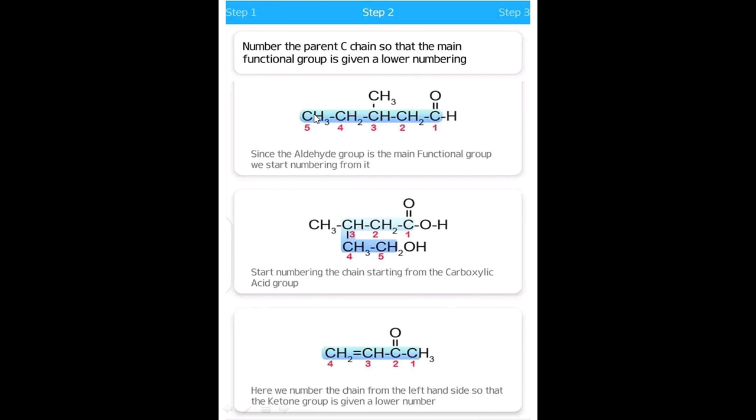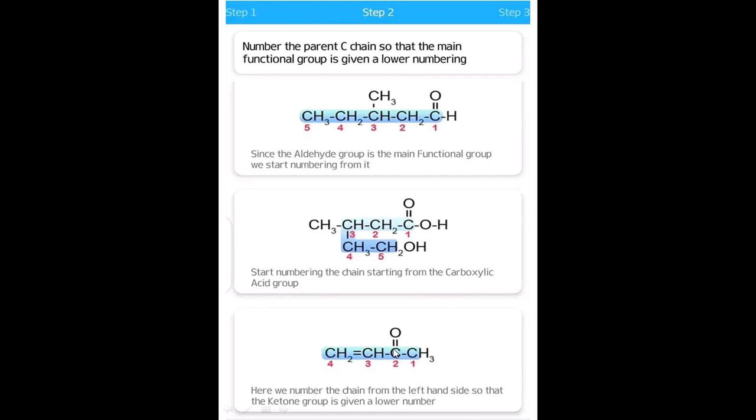So the main chain containing the functional group contains 5 carbons, and here we give the least number to the functional group. We come here to the main chain that contains the carboxylic acid functional group, and we give the least number to the carboxylic acid functional group. Yes, carbon 1, carbon 2, carbon 3, carbon 4, carbon 5.